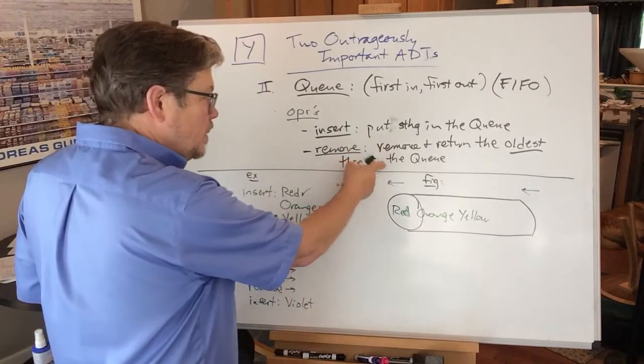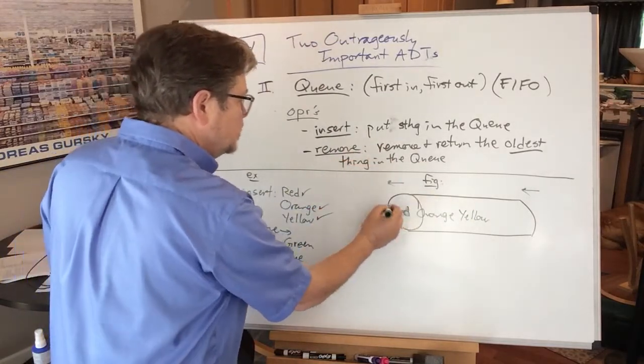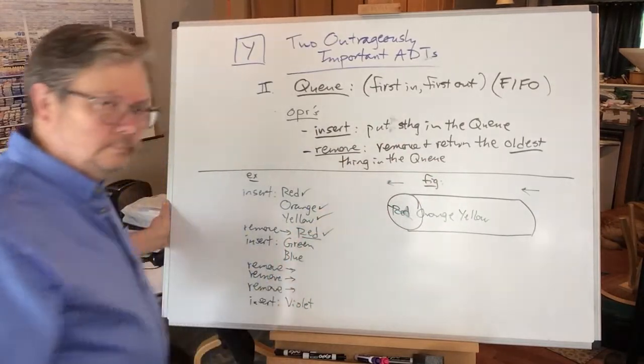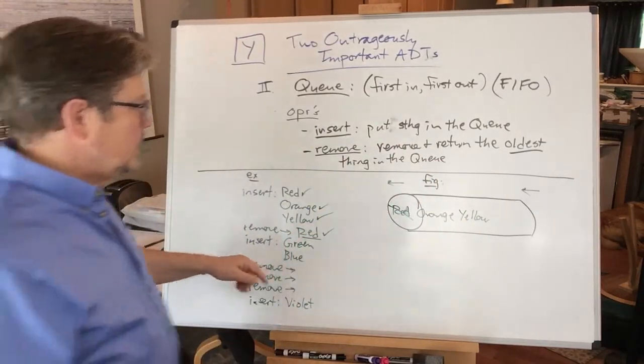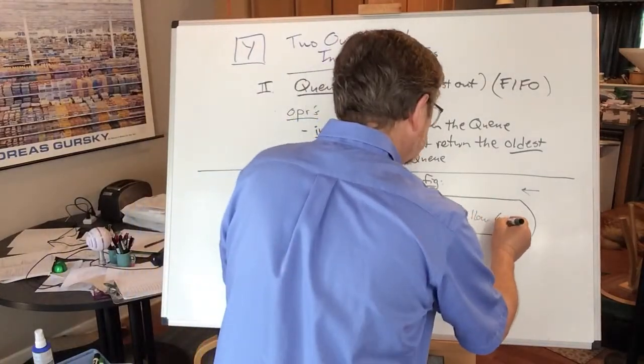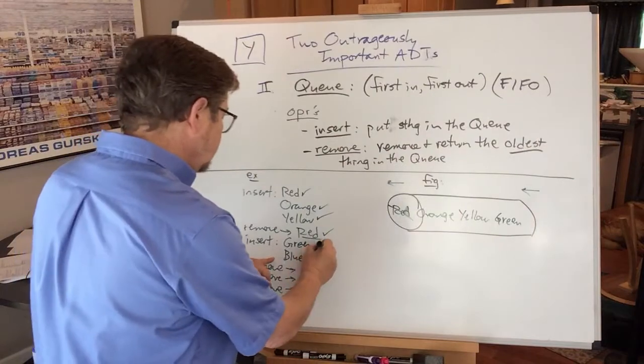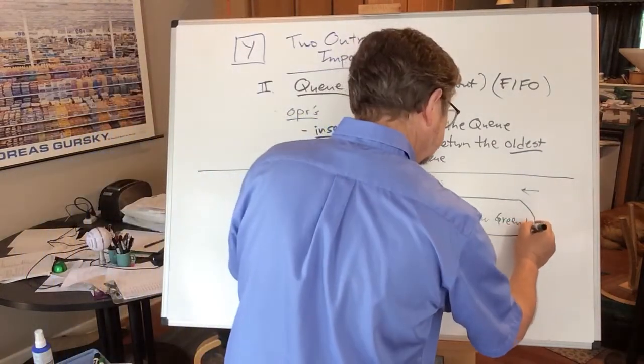Remove. Well, remove gets whoever's been waiting in line the longest. So it removes and returns the oldest thing. Red's been in there the longest. Remove gets red. Insert green. Green has to get behind yellow. Insert blue. Blue has to go behind green.